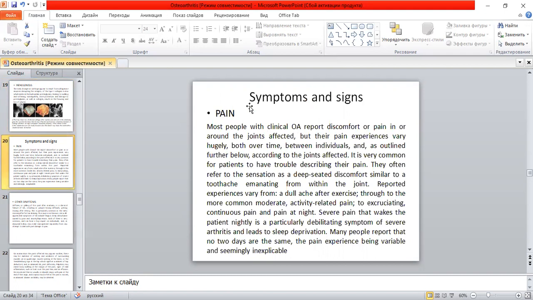Symptoms and signs. First symptom, it's pain. Most people with clinical osteoarthritis report discomfort or pain in or around the affected joint, but their pain experiences vary highly, both over time and between individuals, and as outlined below, according to the joints affected. It's very common for patients to have trouble describing their pain. They often refer to it as a deep-seated discomfort, similar to a toothache, emanating from within the joint.